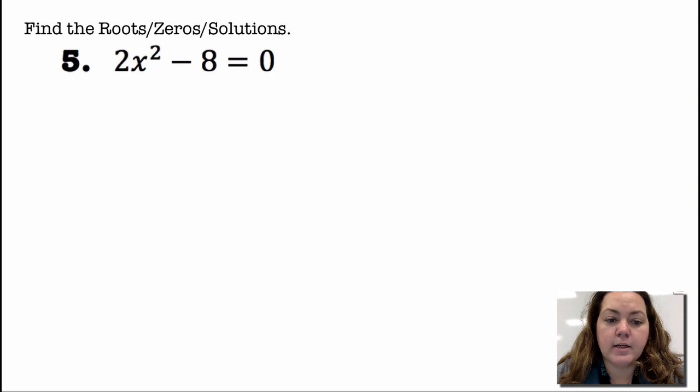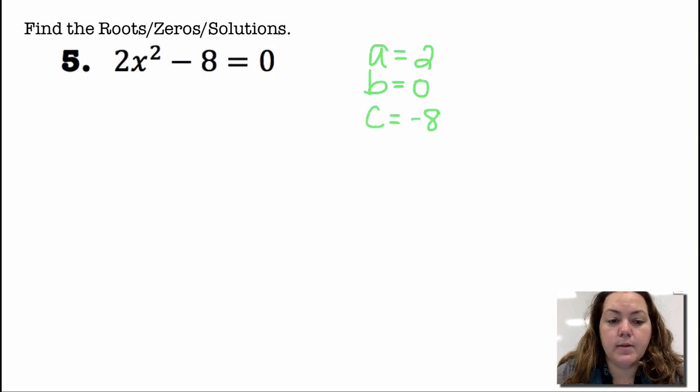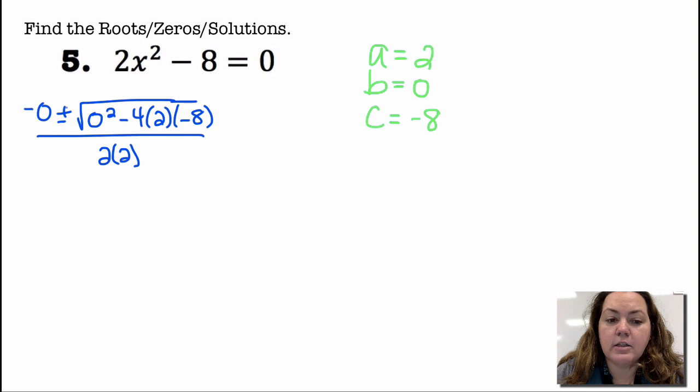Number 5, 2x squared minus 8 equals 0. This one is in standard form. I just don't have an x term. So my x term must be 0. So A is 2, B is 0, and C is negative 8. All right, so I have negative B, so negative 0 plus or minus the square root of B squared, so 0 squared, minus 4 times A, which is 2, times C, which is negative 8, all over 2A, so 2 times 2. Well, negative 0 is just 0, plus or minus the square root.